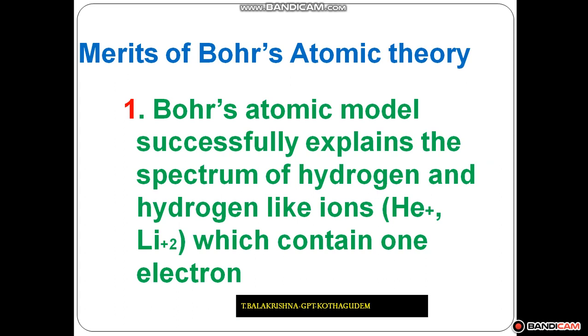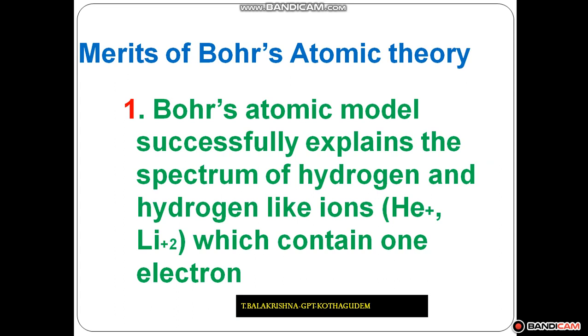You know the difference between atom and ion. The atom is electrically neutral. An ion has a positive charge or negative charge. If it is charged, that is called an ion. If it is a positive charge, that is called a cation. If it is a negative charge, that is called an anion. So come to the point.